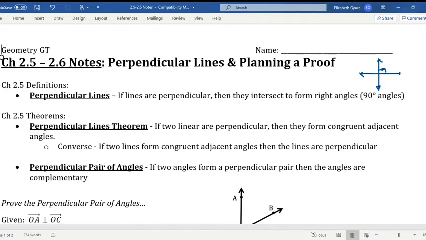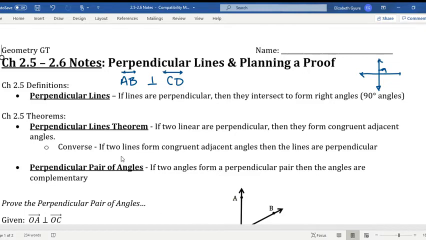So how this would look is if I wanted to tell you that two lines are perpendicular, you would say line AB is perpendicular to, you'd put your upside down T, and then maybe line CD. I'm just giving you two generic lines right now. But that's what you would see. The upside down T means perpendicular to.